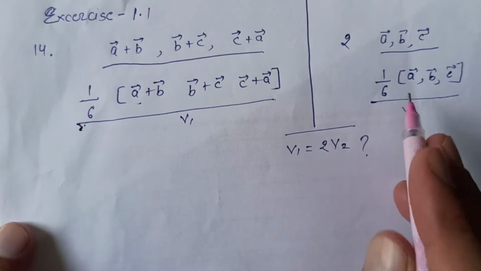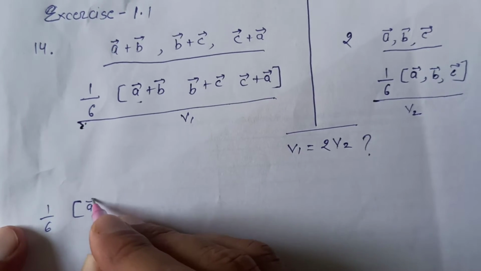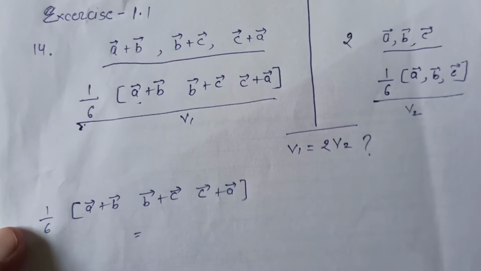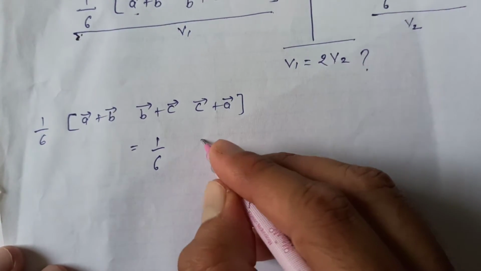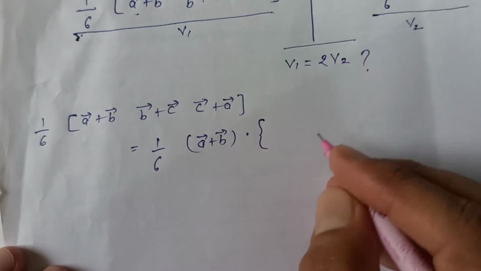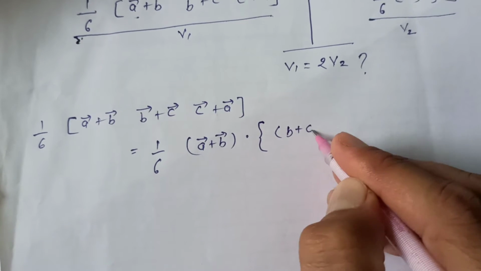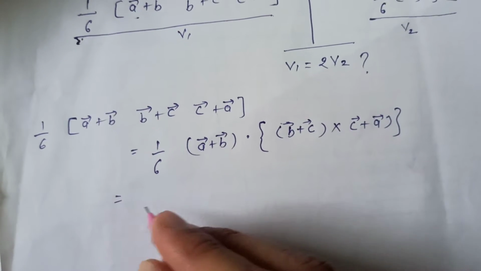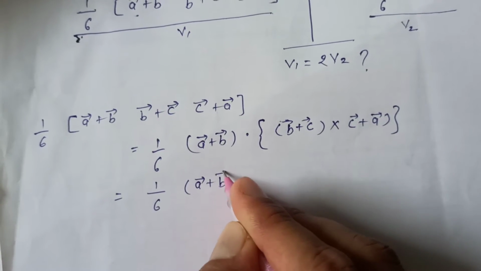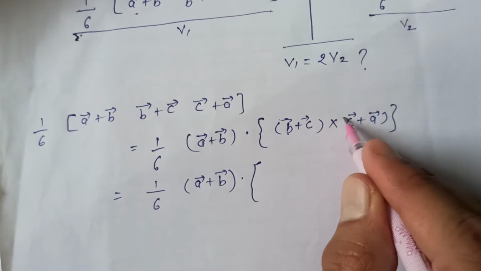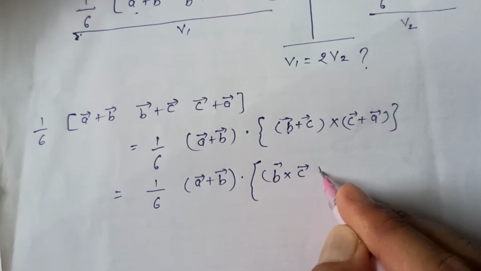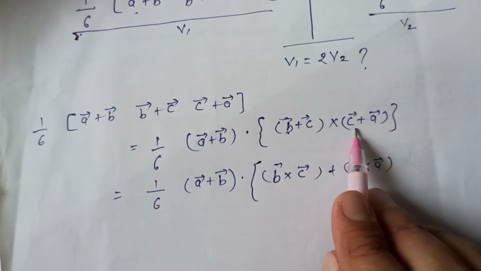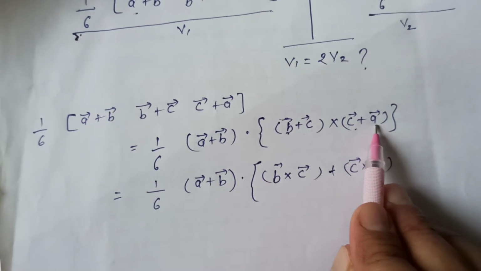So let us compare these two, 1 by 6 as common. This 1 by 6 scalar triple product of A plus B, B plus C and C plus A will be equal to, by definition, 1 by 6 into A plus B dot B plus C cross C plus A. That is 1 by 6 A plus B dot B plus C cross C plus A, that is B cross C, C cross C is 0, plus B cross A and C cross A.